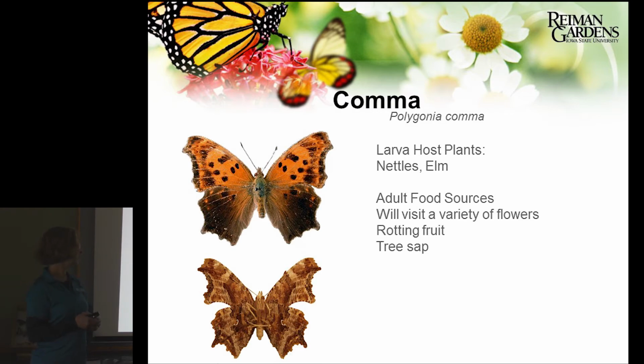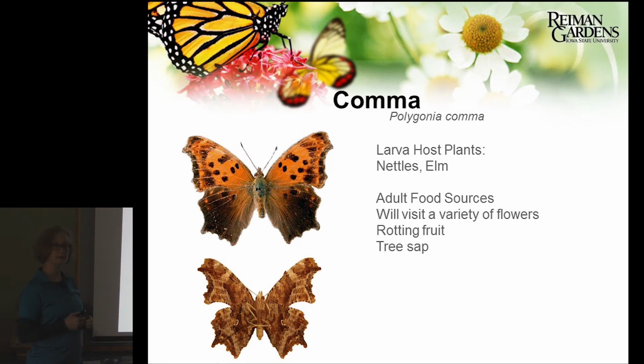The comma butterfly, so this is the Polygonia comma, one of the 2 we talked about earlier. They use nettles and elm trees for a host plant. These guys will visit flowers. These guys usually prefer rotten fruit or tree sap. A lot of times early in the spring, if we have an early spring, and as the sap starts running, these guys start showing up. You'll find them on sap runs on the side of trees easily.